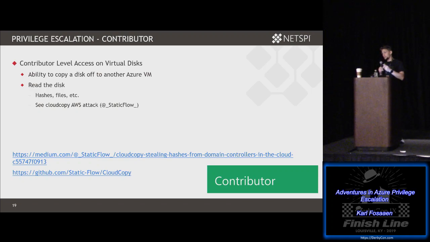In the talk I did last year, I talked about downloading a VHD file that was publicly available, scraping out the hashes, and getting access to that virtual machine from there. But Static Flow put out a very similar attack for AWS. Check out that blog post and the associated code for basically the AWS equivalent. It's pretty similar to do the same process for Azure.